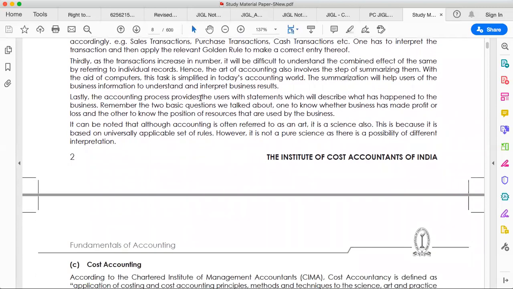Lastly, what they're saying is the accounting process provides the users with statements which describe what has happened to the business. The statements are generally called the income statement, cash flow statement, funds flow statement; the balance sheet is also a statement, as is the profit and loss account. So remember the two basic questions we talked about. One, to know whether the business has made profit or loss: from the P&L we get that information. The other, to know the position of resources used by the business: in the balance sheet, the assets and liabilities. Assets and liabilities are nothing but your resources. Also, you have the cash flow statement and funds flow statement. There are various statements which businesses make.